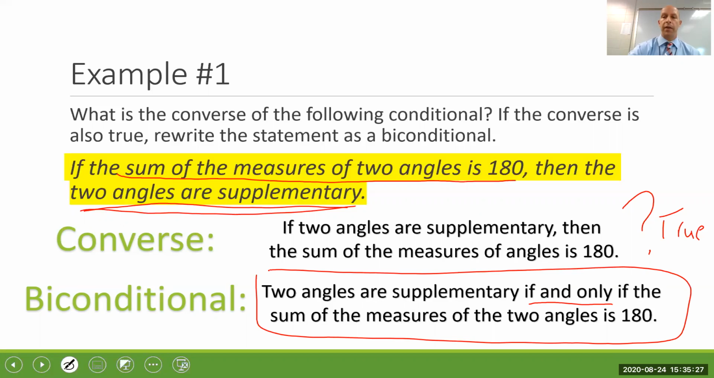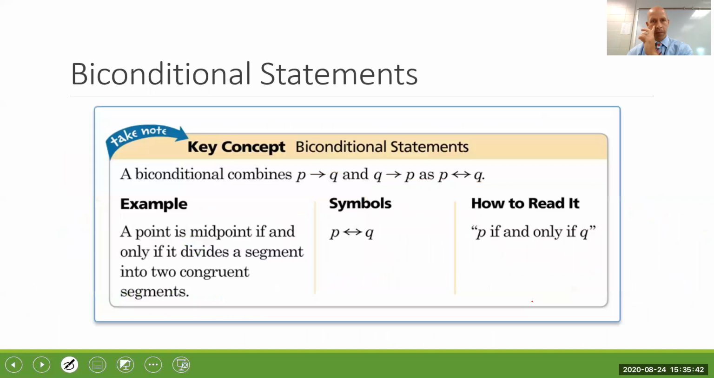You'll notice that it has if and only if, and by the way, it doesn't always have to have if and only if. If it does, that helps you see it a lot more easily. But this is just an example that we can create from the true conditional and the true converse.